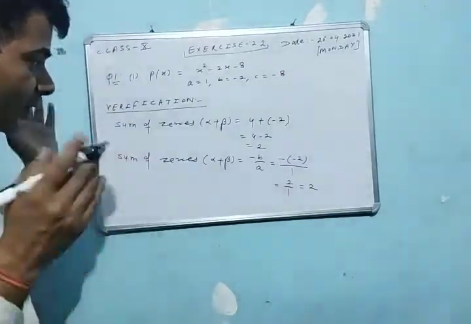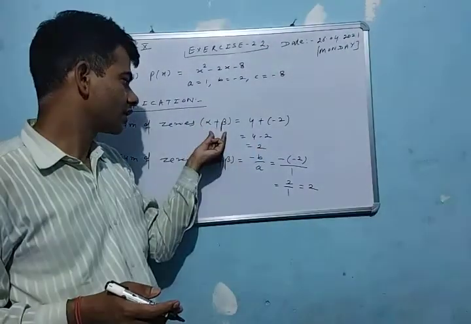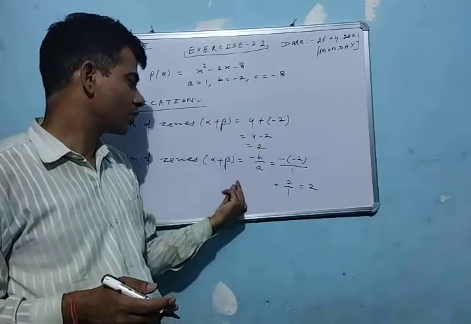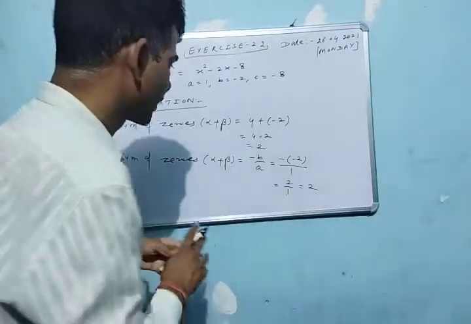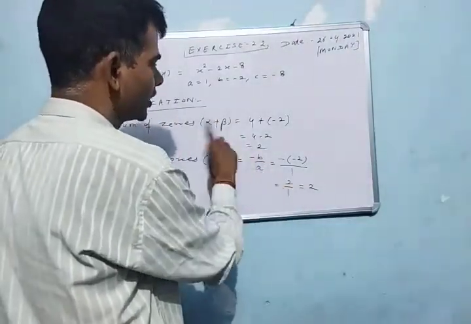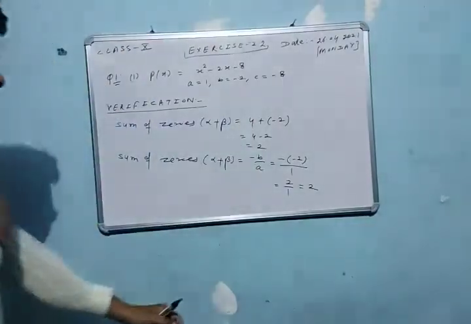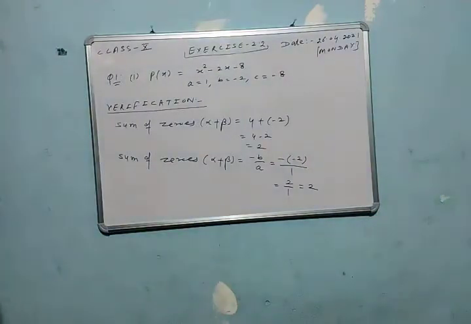Now students, we observe that the sum of zeros is 2, and the sum of zeros by the coefficient formula is 2. These are the same. It means the sum of zeros is verified. Please note it down.